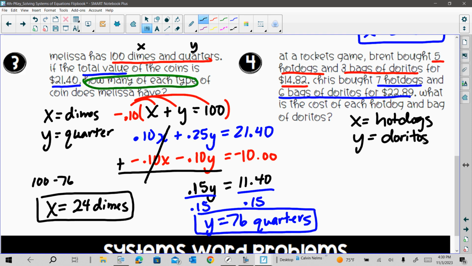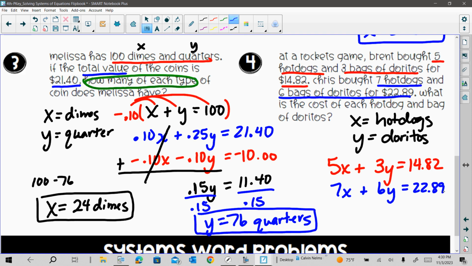So I'm going to write an equation for Brent. Since he did 5 hot dogs, that's 5x, plus 3 bags of Doritos, that's 3y, total $14.82. So there's Brent. Then I'm going to write an equation for Chris. 7 hot dogs, so 7x, plus 6 bags of Doritos, 6y, equals $22.89. All right, so we're going to have to multiply to eliminate a variable on this one.